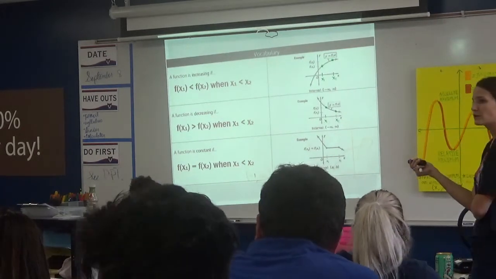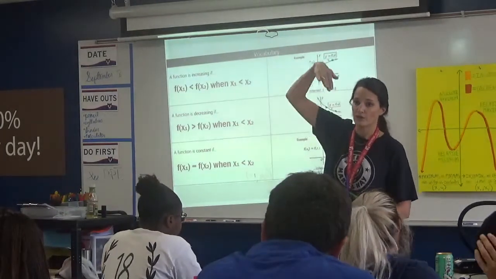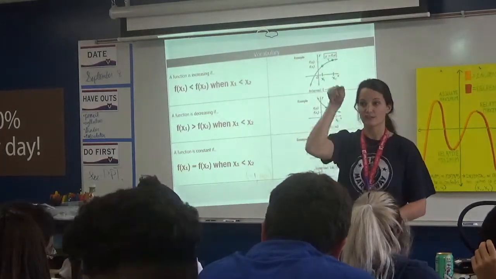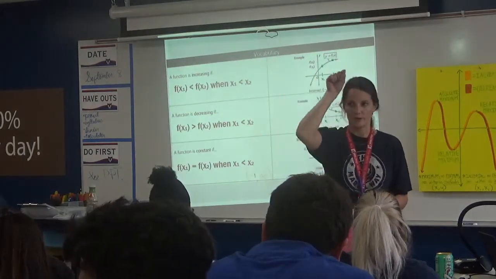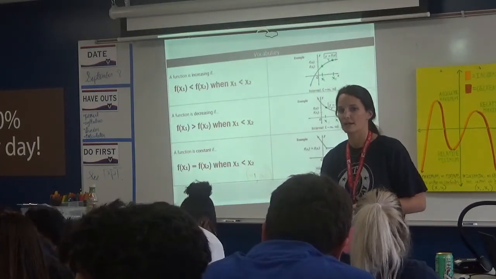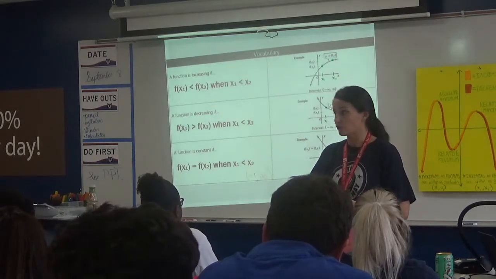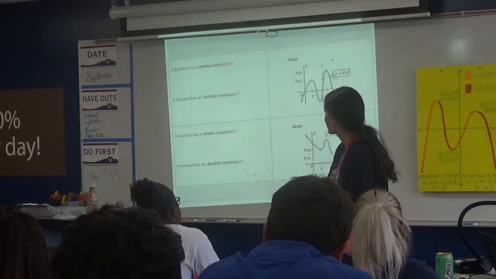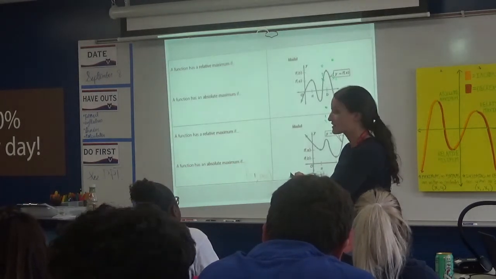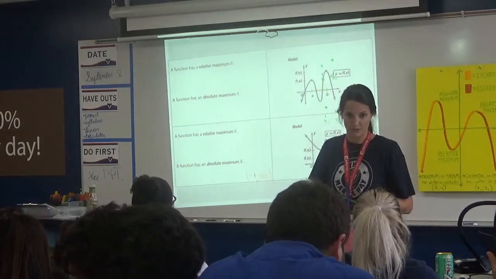Okay, so when we're going from increasing to decreasing or decreasing to increasing, that's when we get these hills and valleys, these parts on our graph where we have what we call minimums and maximums. In the past, with parabolas, we just called it a minimum or a maximum. Today we're going to get a little more specific and call something a relative maximum or an absolute maximum and learn what the difference between those is.